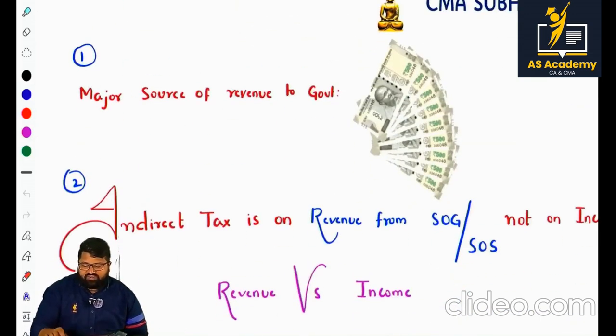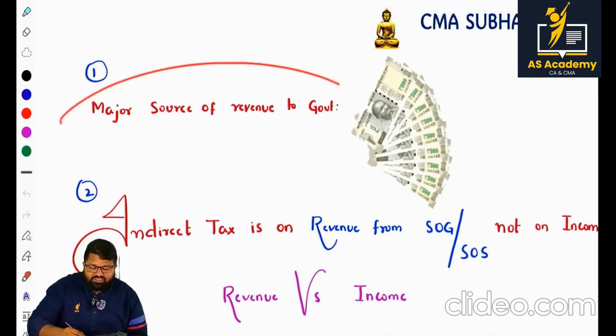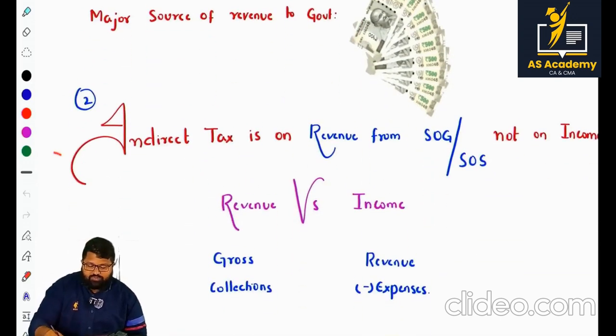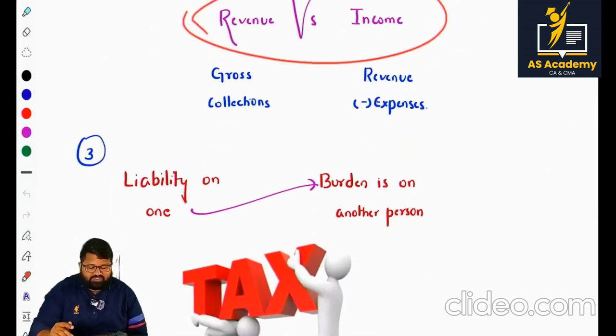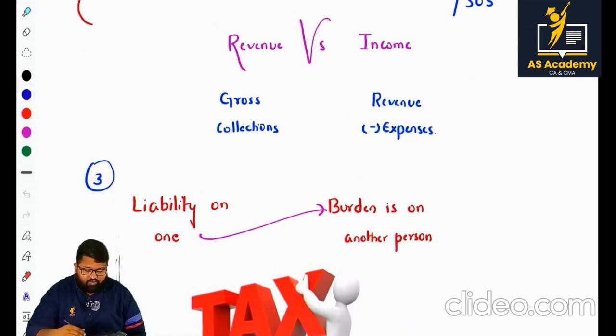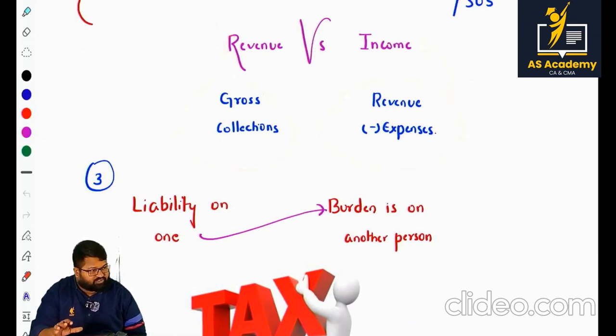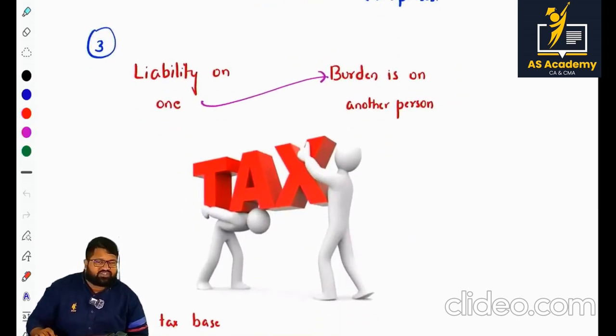Okay. What is the first feature, ma'am? It is a major source of revenue to government, because all the population, whether a beggar or a rich person, if he is consuming goods on which GST is levied, he is paying indirectly. So what about this one, ma'am? It is levied on revenue from supply of goods or supply of services. So the difference between revenue and income is clear now. Basically, whatever net we are getting, that is income. Revenue means the gross amount.